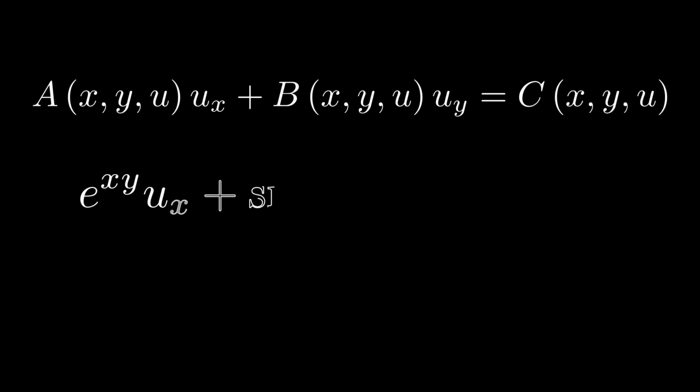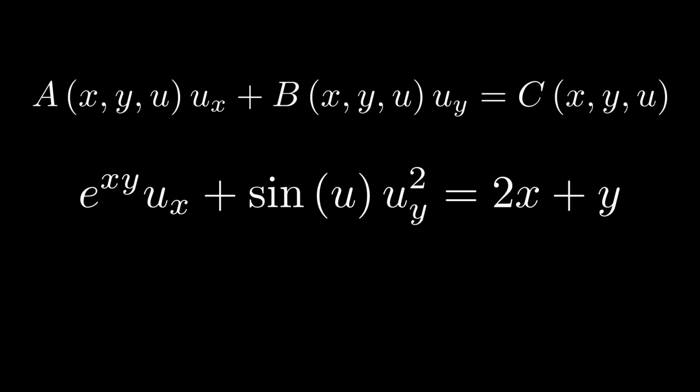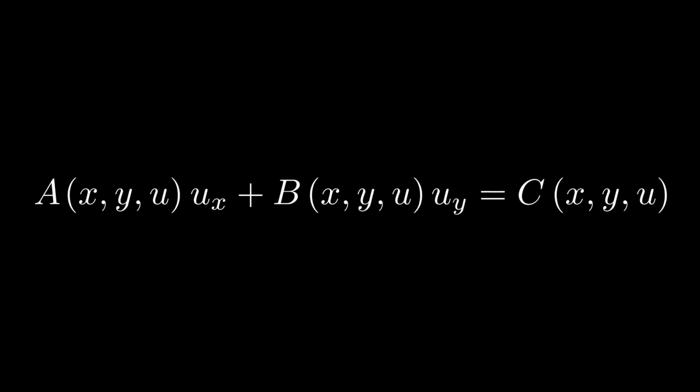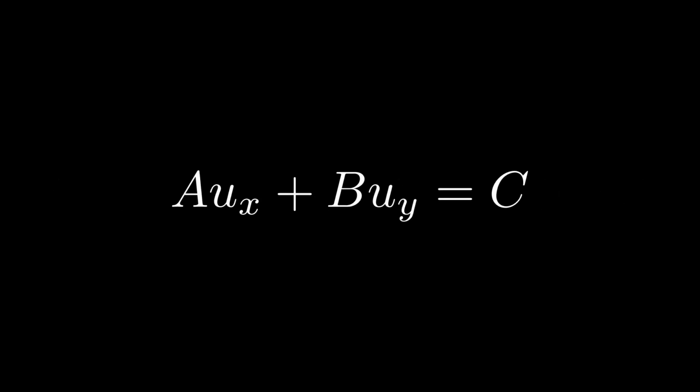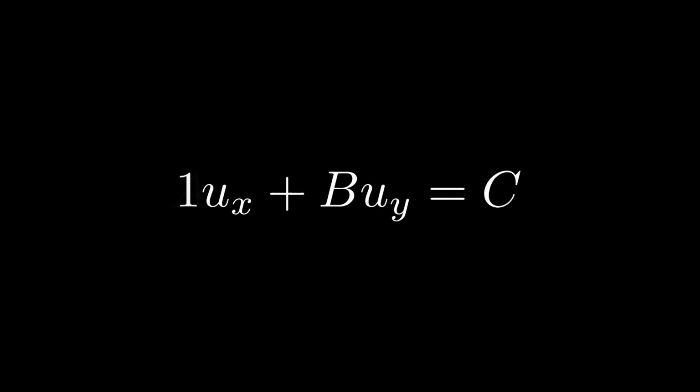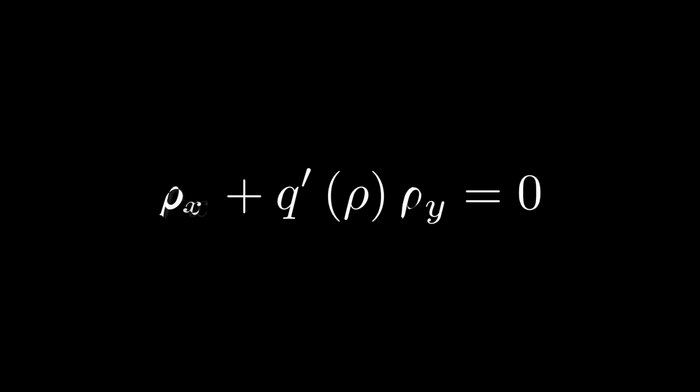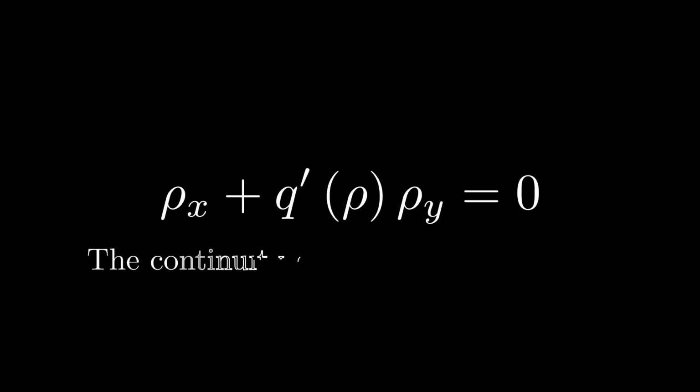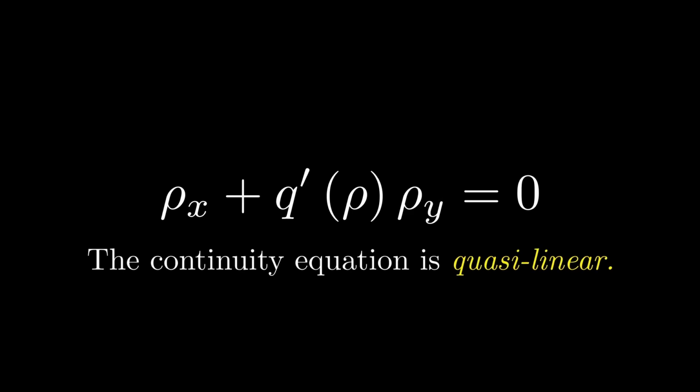To make the picture clearer, the following partial differential equation is not quasi-linear. This is because the partial derivative with respect to y is squared, hence it's not linear. Going back to our continuity equation, it's very clear that it is quasi-linear. If we replace y with t, take a to be the constant function 1, b to be q prime of rho, which is still a function of x and t, and c to be the constant function 0, we see that it fits the form of a quasi-linear partial differential equation. Our equation falling into such a classification is very advantageous, as it allows us to apply a very powerful method for solving partial differential equations, the method of characteristics.